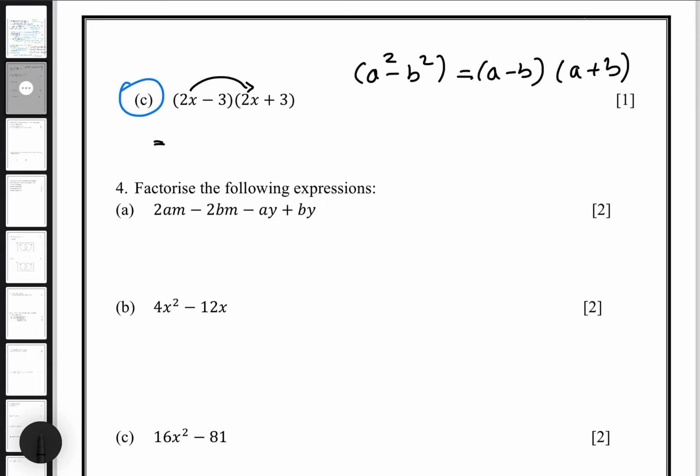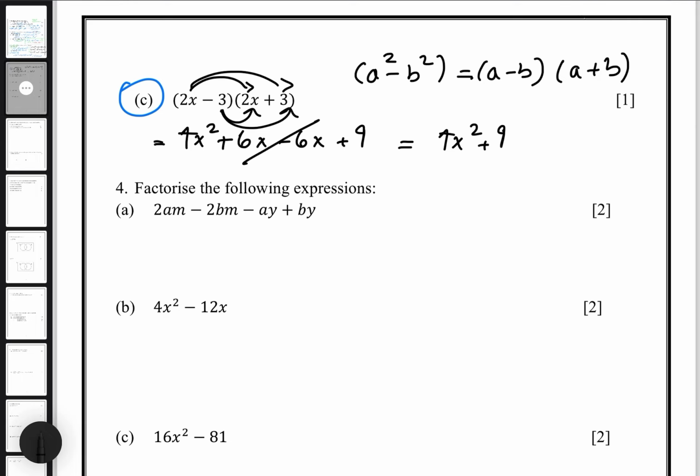So 2x times 2x, that's going to give us 4x squared, right? And then 2x times positive 3, that's going to give us positive 6x. And then negative 3 times 2x is actually minus 6x. And then minus 3 times 3 is actually positive 9. So you see the 6x's cancel out, and you just get 4x squared plus 9, which is what you would have gotten if you had used this formula.